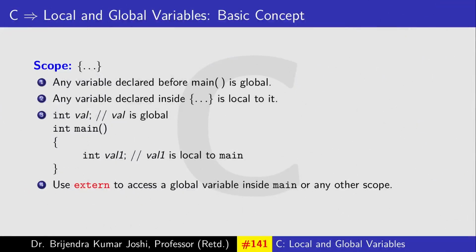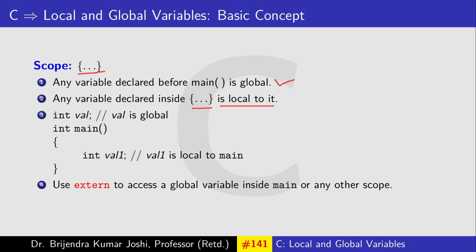So what is a scope? A scope limits the accessibility of an entity. We can make a scope in a C program by making use of a pair of curly brackets or braces. Any variable declared before main is known as a global variable, and any variable declared inside a pair of curly braces is referred to as local to it.